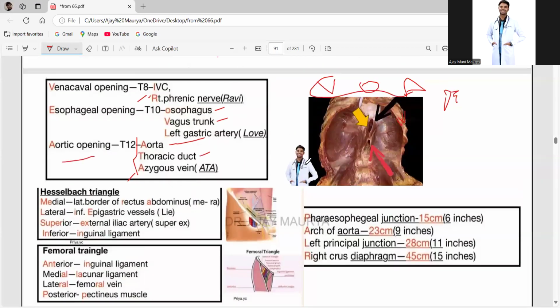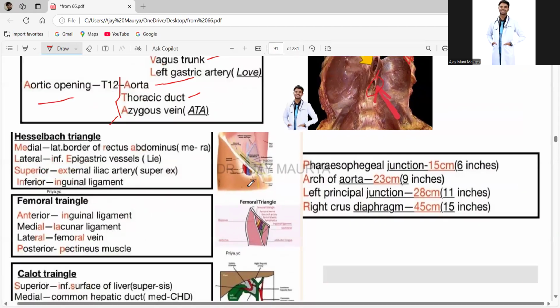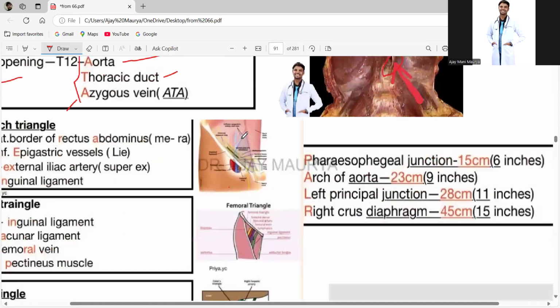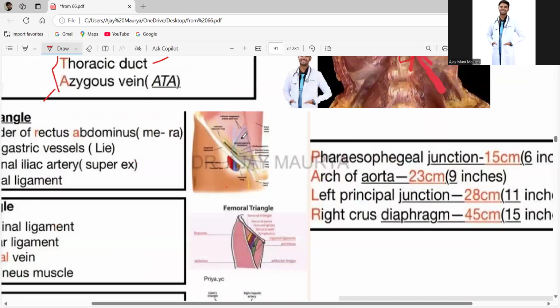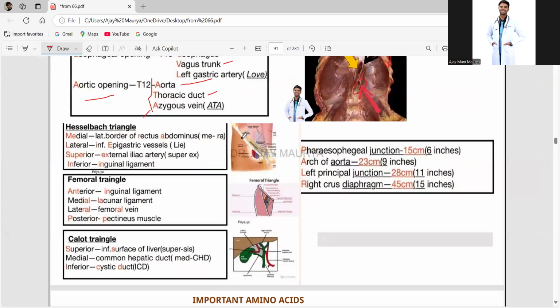Sometimes they are going to give the question and mark this area and ask you what passes through it. So you have to remember it is the aortic opening at the T12 level: aorta, thoracic duct, azygos vein. I told you about Hesselbach's triangle, guys. If something passes through Hesselbach's triangle, it is a direct hernia. You have to remember the borders of Hesselbach's triangle, just learn this by heart.